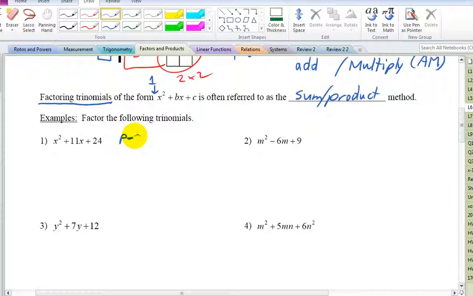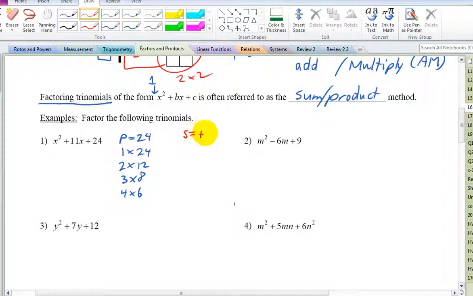Product equals 24. So that's our 1 tiles. What are some different arrangements of the 1 tiles? 1 by, 2 by, 3 by, 4 by. So yesterday we would have to guess and check with 4 different drawings. Now we're going to check our sums.